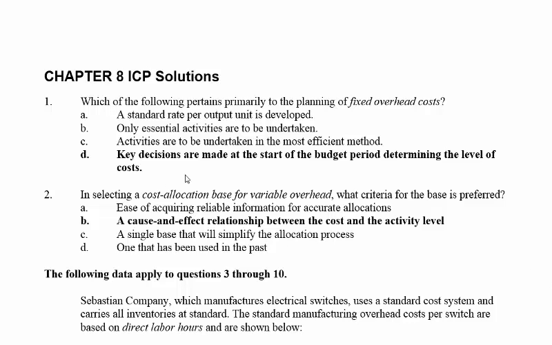Number 2, in selecting a cost allocation base for our variable overhead, what criteria for the base is preferred? B, a cause and effect relationship between the cost and the activity level is the best.